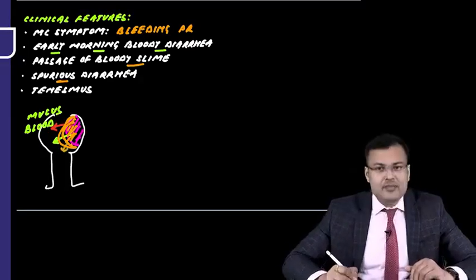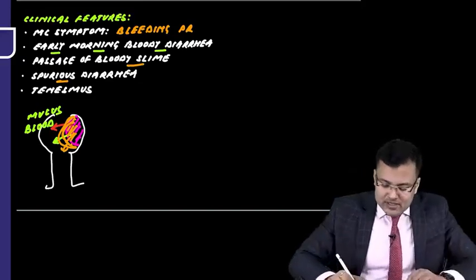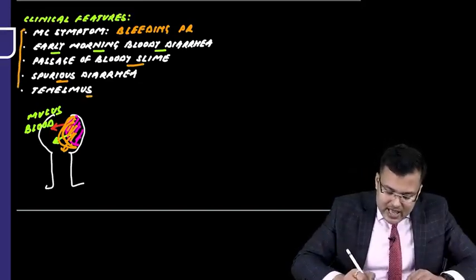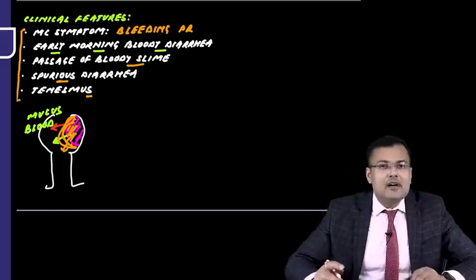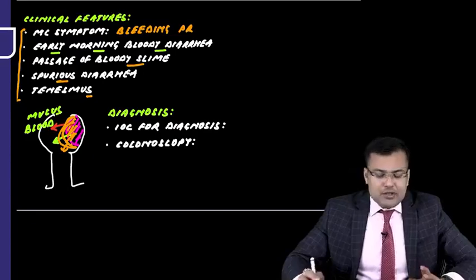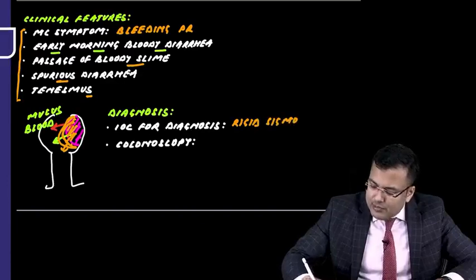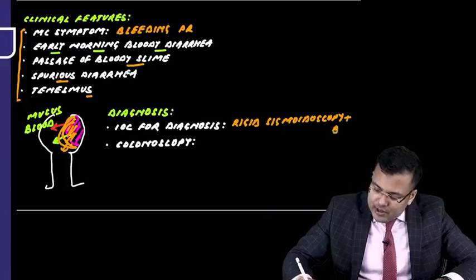Because of this mass, the patient thinks that still something is left. That is known as tenesmus. These are the characteristic features of carcinoma rectum. Now, what is the investigation of choice for diagnosis of carcinoma rectum? It is rigid sigmoidoscopy. We perform rigid sigmoidoscopy plus biopsy.